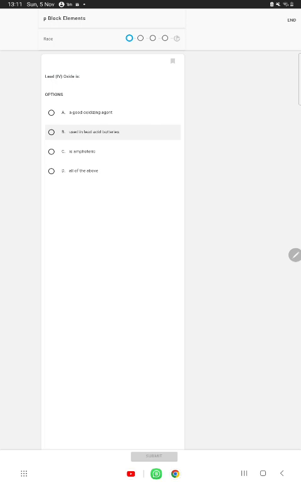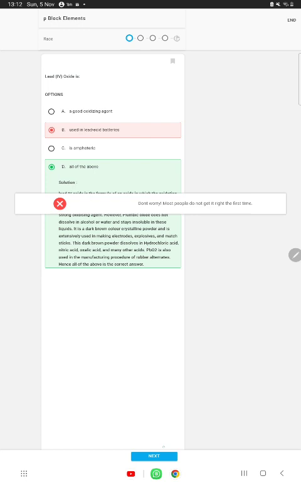Lead 4 oxide is, so 4 to 2, so reducing agent, oxidizing, no. Lead 4 oxide is a good oxidizing agent. So lead 4 oxide, what is it going to convert into student? Oxidizing not possible, reducing. Used in lead storage battery, yes of course. It is amphoteric, no. So B is possible. All of the above.